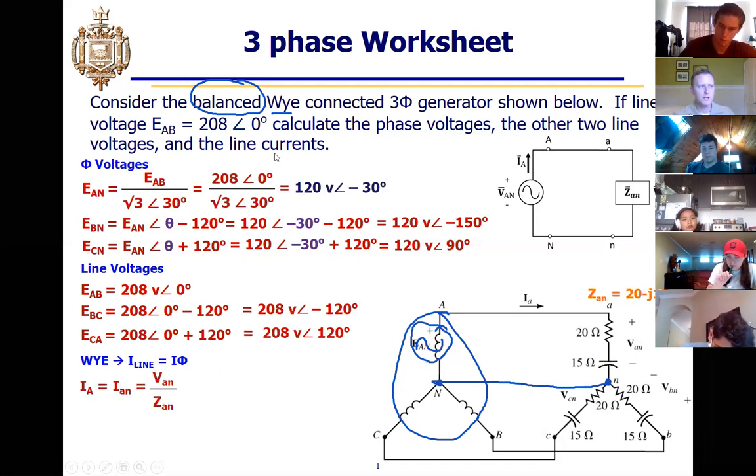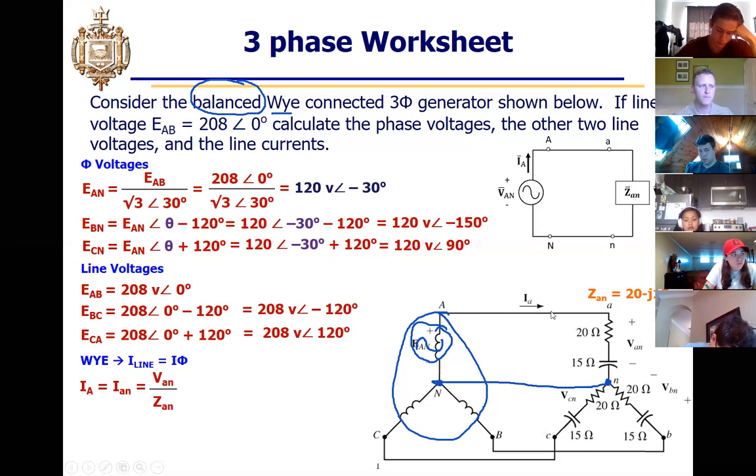The last part is the line currents, and what we said was that we have a single phase equivalent. So for a single phase, the single ZAN is just 20 minus J15. 20 ohm resistor, 15 ohm capacitor, so we still have the minus J, and that's what's inside this box on this side. Note there are no line impedances between big A and little a.